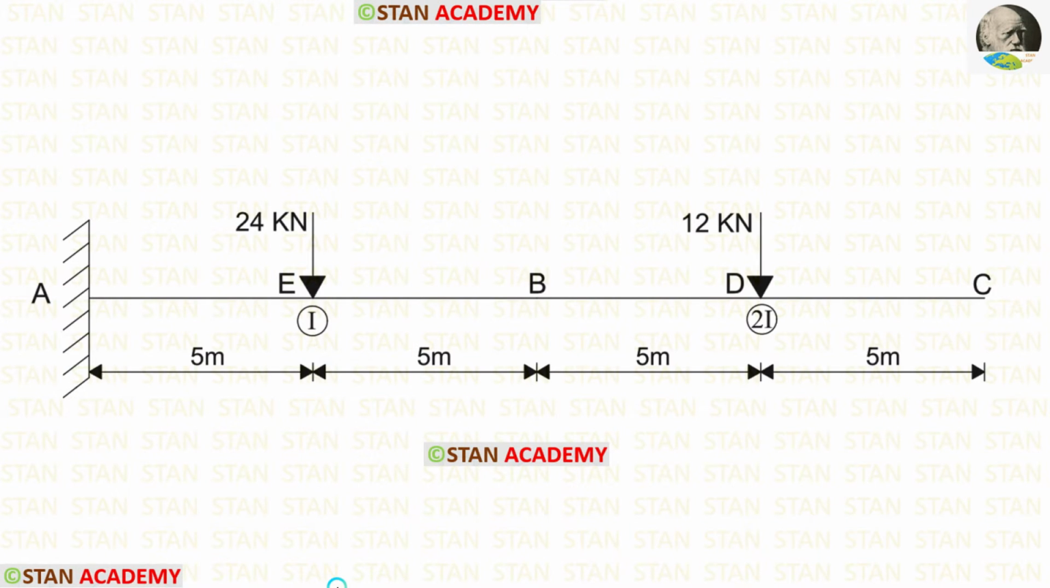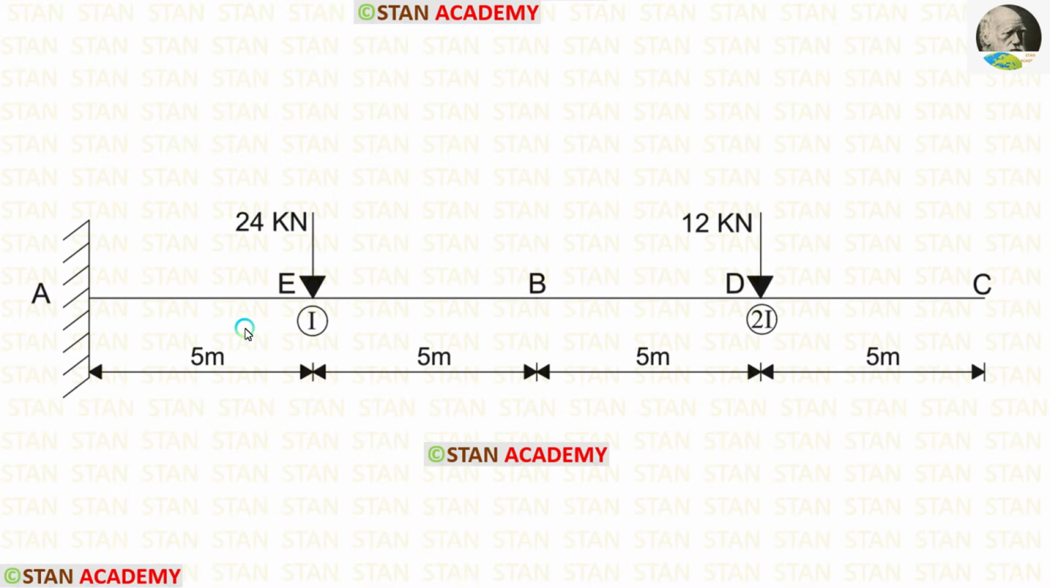In this beam, let us make two more points. Under the point load 12 kN, let us make the point D. Under the point 24 kN, let us make the point E. Before finding the moments, let us make sections.